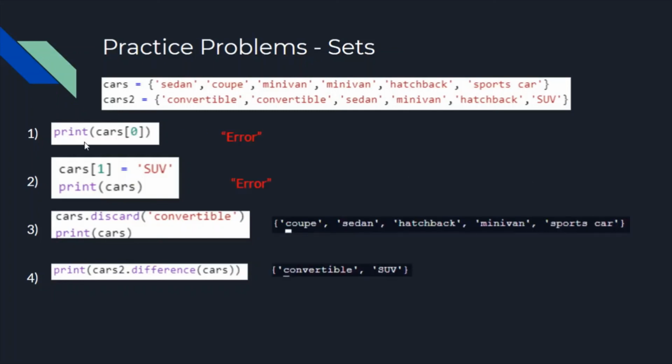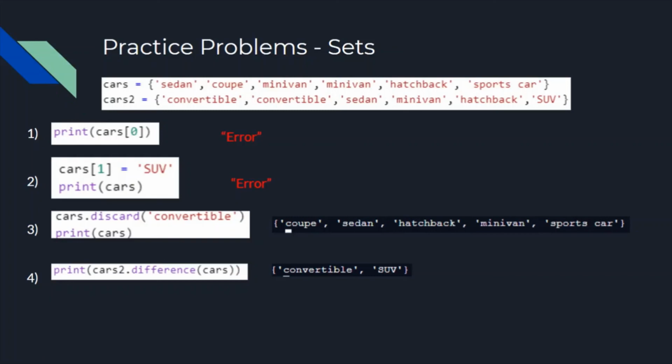For the first question, we get an error, and this is because objects in sets are unordered and unindexed, so we cannot refer to a specific object by its index. For number 2, we also get an error, for the same exact reason: the objects within a set are unordered and unindexed, so we can't refer to a specific object by index.